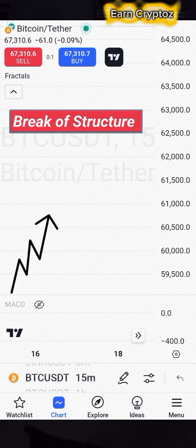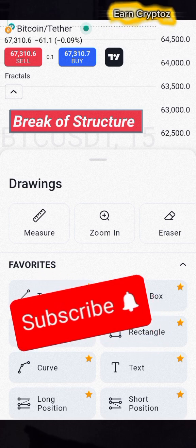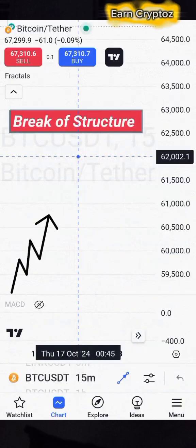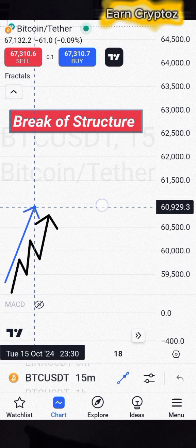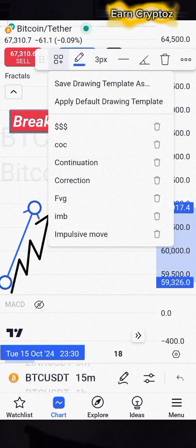Welcome to Encryptos. In a previous video you learned correction and introduction to market structure. So in this video we're going to show you what exactly we call break of structure.